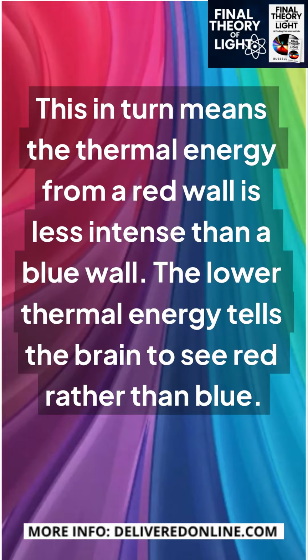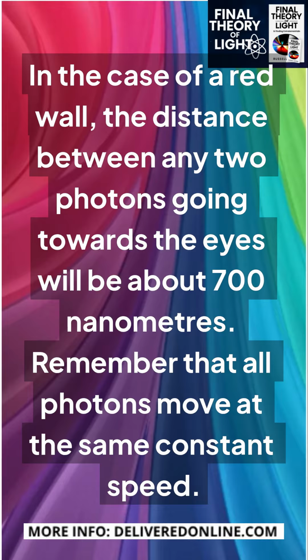All light is made entirely of separate moving photons and nothing else at all. The distance between the moving photons determines the density of photons in a given ray of light. In the case of a red wall, the distance between any two photons going towards the eyes will be about 700 nanometers. Remember that all photons move at the same constant speed.